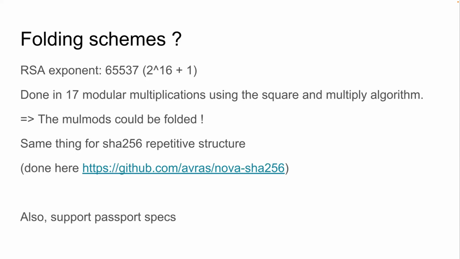So that you get this number. And if we could fold this, maybe 17 times, that would be good. And same thing for SHA-256. Actually, it's already been implemented with Nova, and that would be cool if it was possible also.